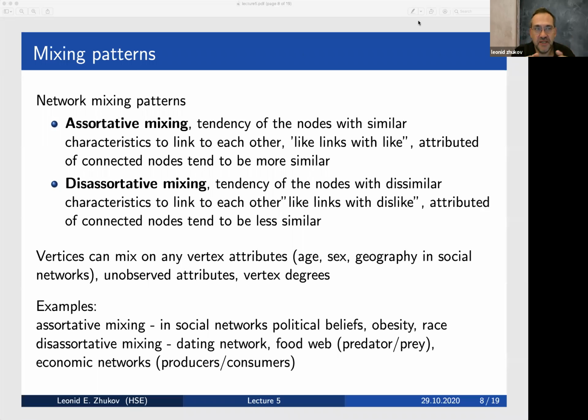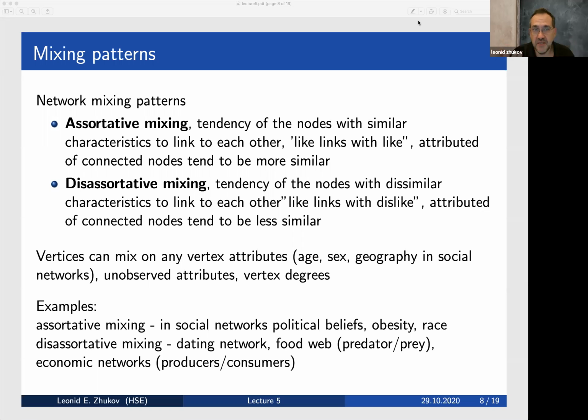The opposite of it is disassortative mixing: the tendency of nodes with dissimilar characteristics to link to each other. Assortative mixing could even be by number of friends: popular people usually connect to popular people. It's very rare when a popular person will connect to someone who doesn't have any friends. Or rich are friends with rich, poor with poor; it's rare when rich are friends with poor. So in social networks you usually see assortative mixing, but sometimes we also see disassortative mixing.